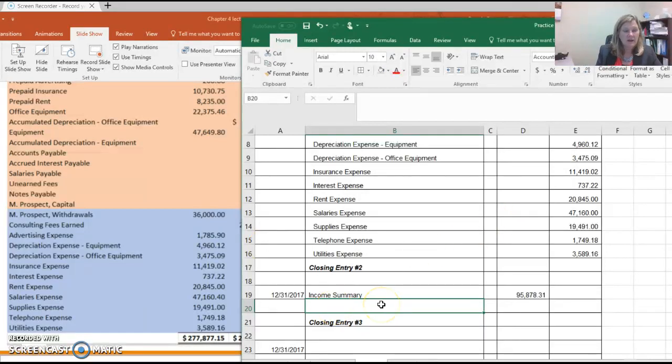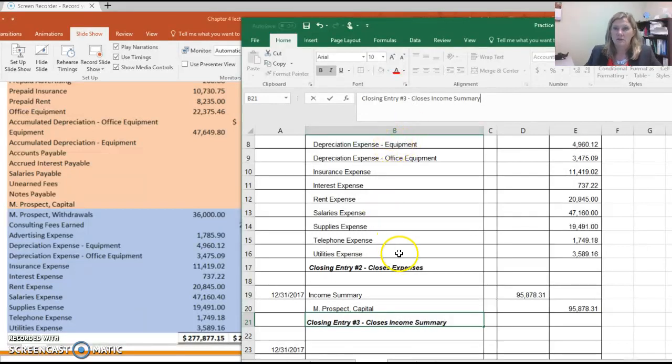I'm going to move that into my capital account, which is M Prospect Capital. If you were a corporation, you would be putting it in retained earnings, 95,878.31. So closing entry number 2, we should probably put closes expenses, and closing entry number 3 closes income summary.